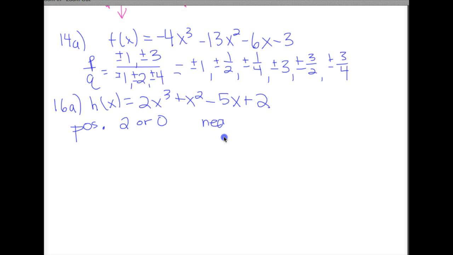For the negative, I have to find h of negative x first. So if I plug negative x in, negative x cubed is going to give me a negative. So h of negative x, it's going to be negative 2x cubed. When I square a negative, it's still positive, so this will be positive. This will become positive, because a negative times a negative is a positive, and then of course the 2 won't change. So when I look at the negatives, I start negative. Here's a sign change. This is not 1, this is not 1. So that means there's 1 negative real root for sure.